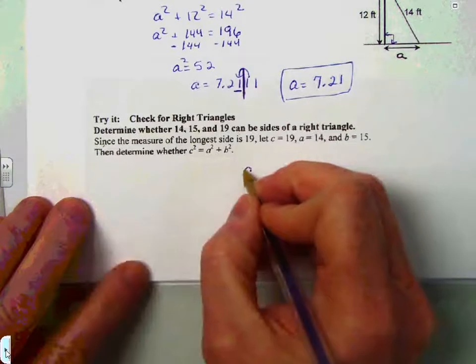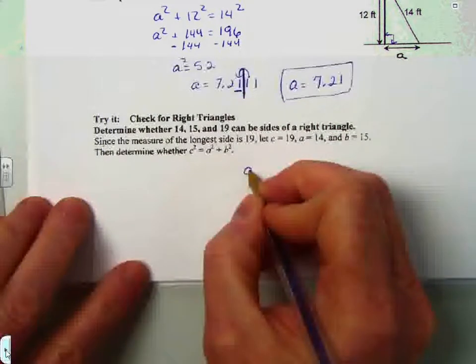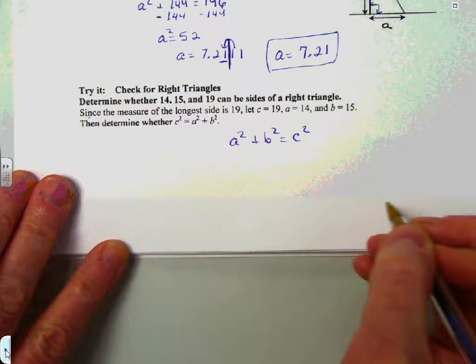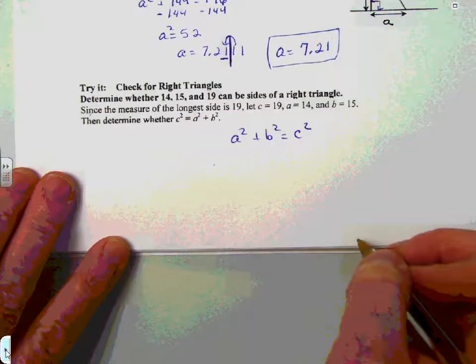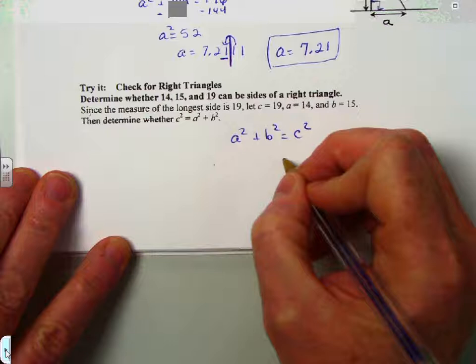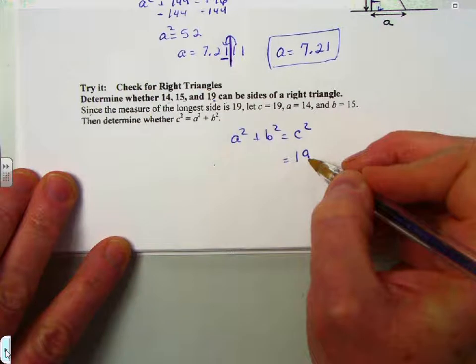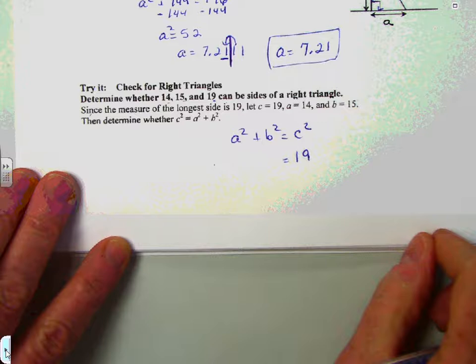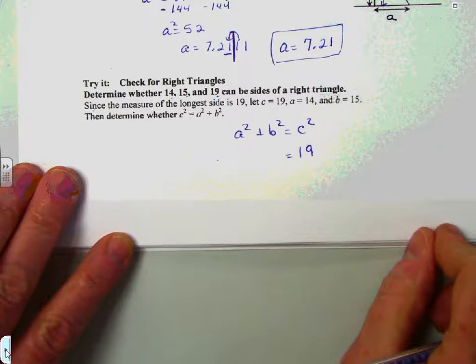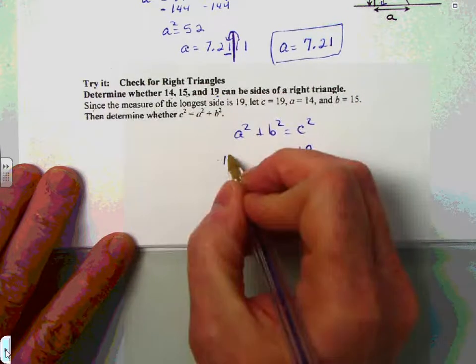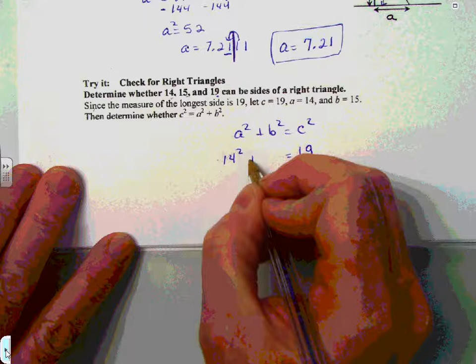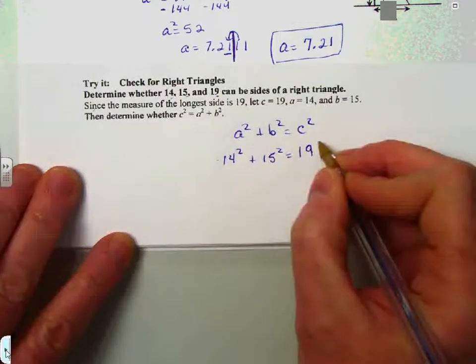So if you were going to write A squared plus B squared is equal to C squared, we would need which number to replace the letter C? 19. Okay, because it was the biggest number that was there, so therefore it must be the hypotenuse. Now we're going to test it to see if the A squared and the B squared, and we can order them however we want to, truly do add up to make the C squared.